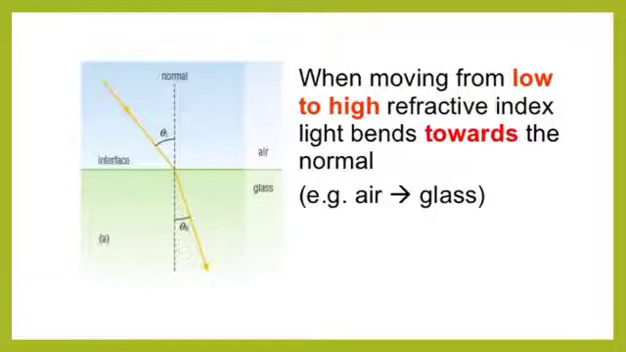In this case, this is the opposite of the first case. Here the ray of light moves from low to high refractive index and the light ray bends towards the normal. Here the ray of light passes from air to glass. You can look at the pointers, they are pointing that the ray of light is passing from air to glass. So these are the rules of refraction.